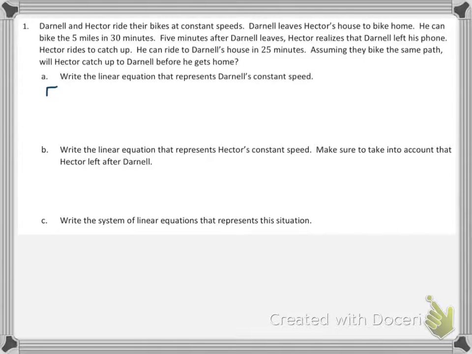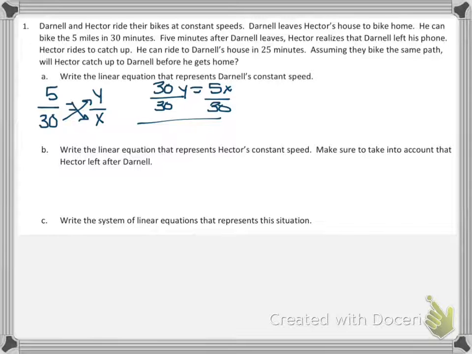That's distance over time. So 5 miles in 30 minutes equals y over x, distance over time, or dependent variable over independent variable. Means extremes, we get 30y equals 5x, and then simplify by isolating the y. So divide by 30, and we get y equals 5/30, which is 1/6 x.